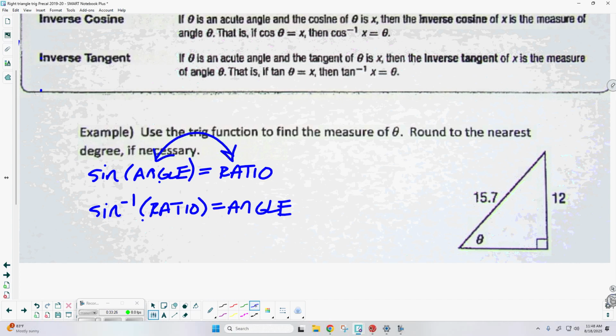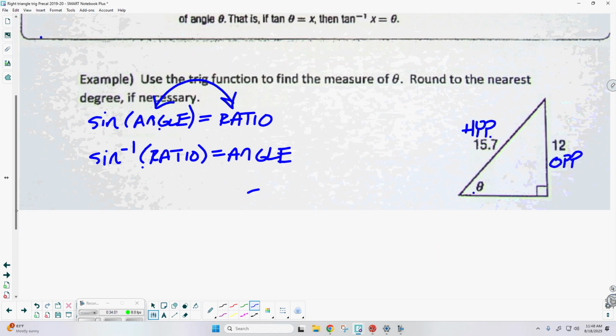Okay, well, let's look at this problem. This will be our last one. So we're trying to figure out what theta is. With respect to theta, what's 12? It's the opposite. Okay. What's 15.7? That's the hypotenuse. Now, I like to go ahead and start out by writing the normal equation. Give me a trig function that uses an opposite and hypotenuse. There are 2. Sine. Doesn't matter if you used cosecant, you're going to get the same answer.